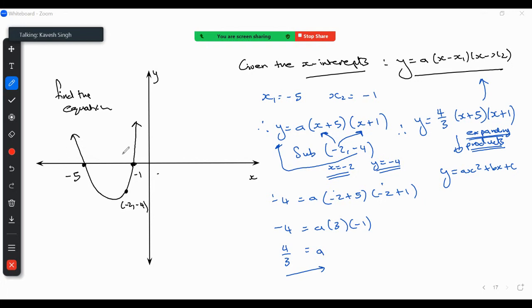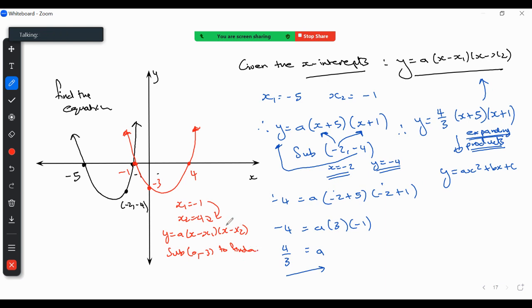So let's draw another one. Let's say I draw another one that goes like this, over here, -1, 4, and it goes through the y-intercept of -3. If I want to find the equation for this, remember x1 equals -1, x2 equals 4, y equals a, x minus x1, x minus x2. So let's substitute that in there. And then we also, after that, substitute the point 0, -3 to find a for this.